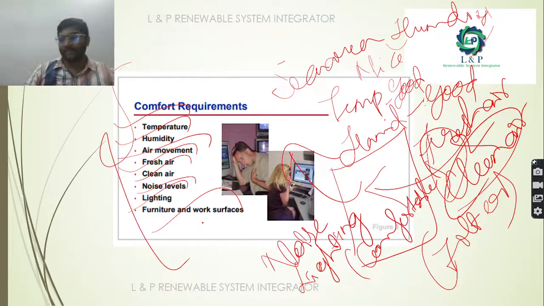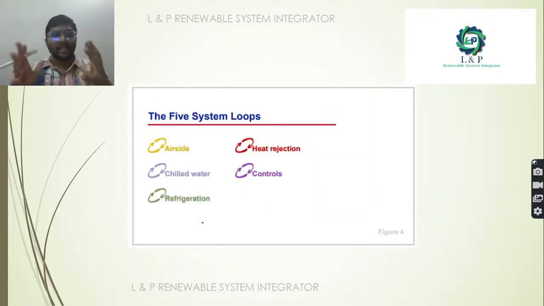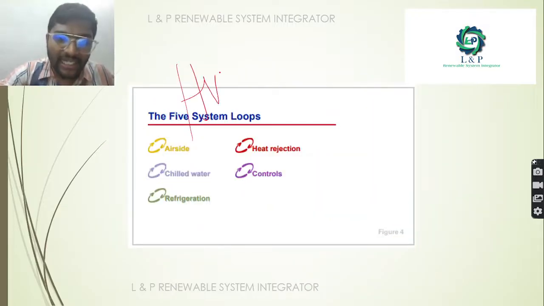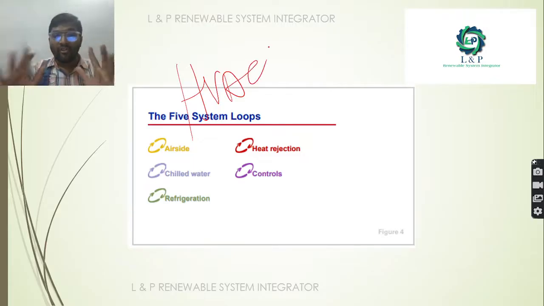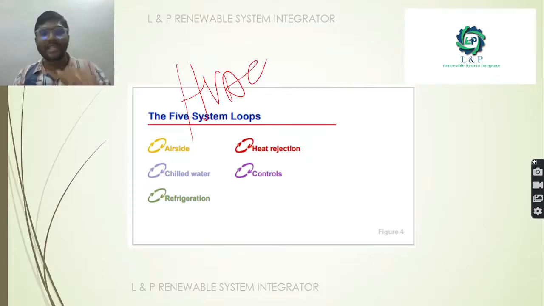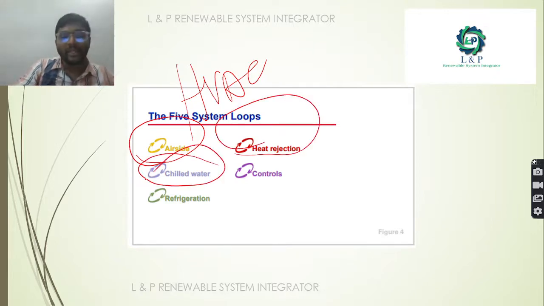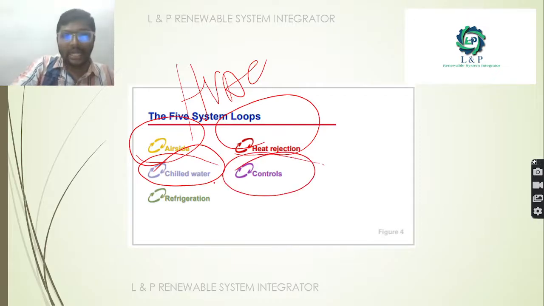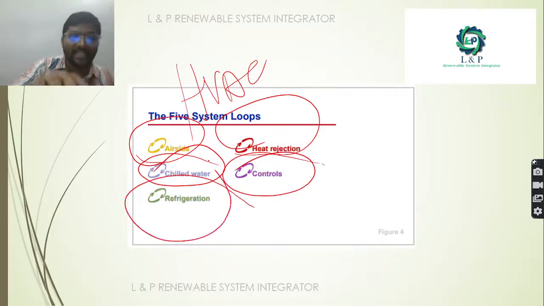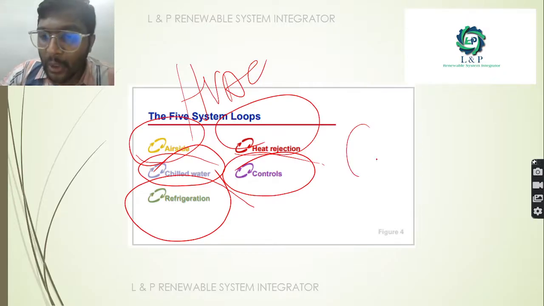Next, in HVAC, that is heat, ventilation and air conditioning system, 5 important loops are there. First is the air side loop, second one is the heat rejection loop, third one is the chilled water loop, fourth is the control loop, and fifth is the refrigeration loop. It is like a closed loop.